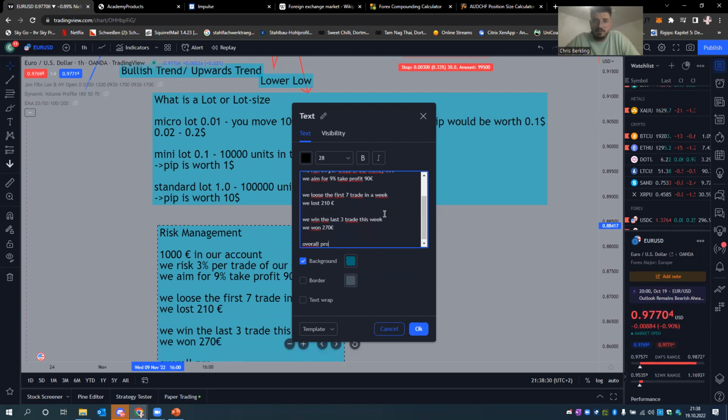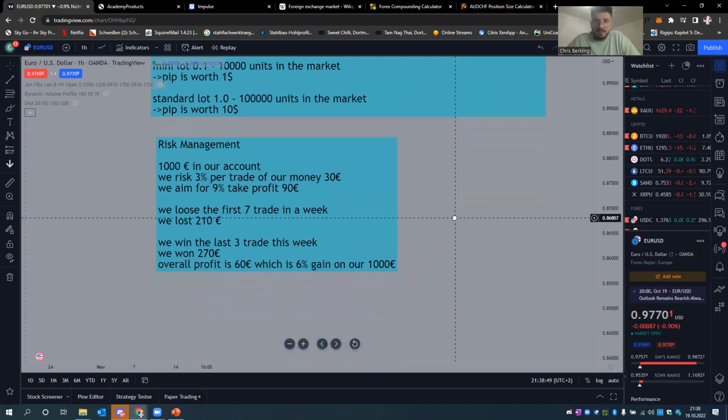Overall profit is 60 euros, which is a 6% gain on our 1,000 euros. So even though we lost 7 trades, we're still up. We lost 7 trades, won 3 trades this week, we're still up. That's why risk management is so important.